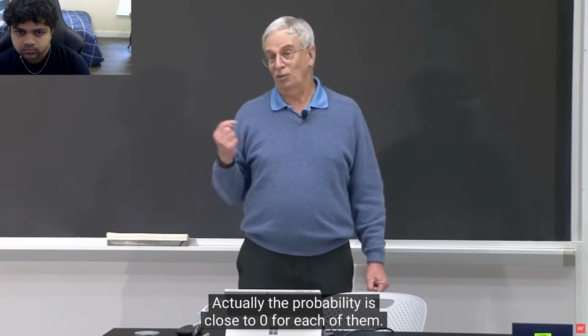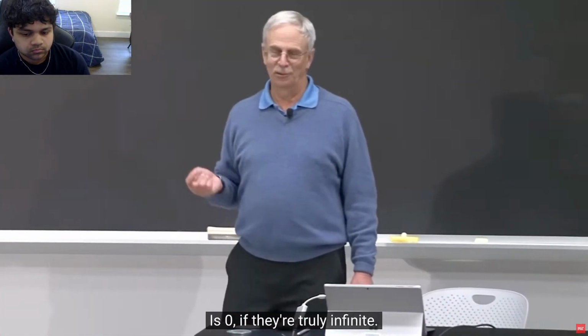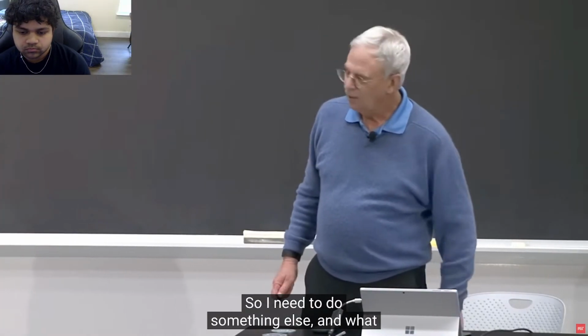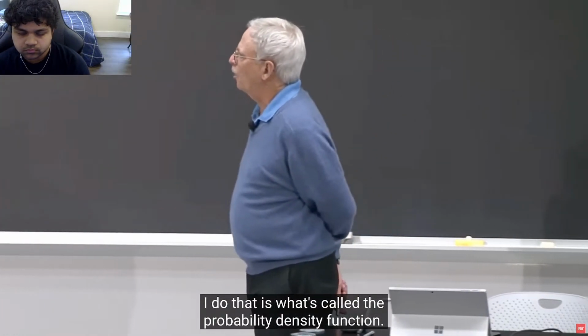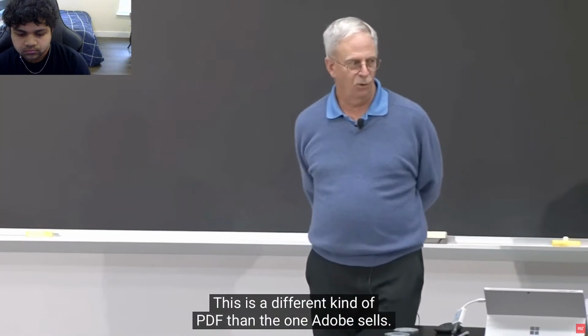occurring. Actually, the probability is close to 0 for each of them. It is 0 if they're truly infinite. So I need to do something else. And what I do for that is what's called the probability density function. This is a different kind of PDF than the one Adobe sells.